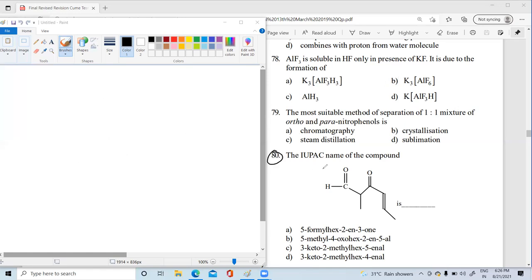Question number 80: the IUPAC name of the compound. You can check here, give the numbering from where the functional group is. We have 2 functional groups here: aldehyde and ketone. Which gets the least number? Aldehyde: 1, 2, 3, 4, 5, 6, students. At the 3 position, a keto group is there. At the 2 position, a methyl group is there. So 3-keto, 2-methyl.